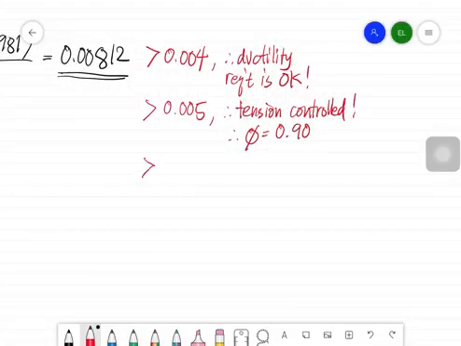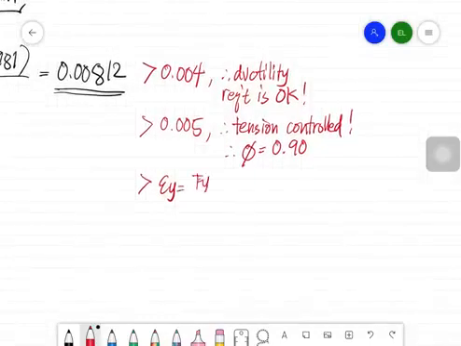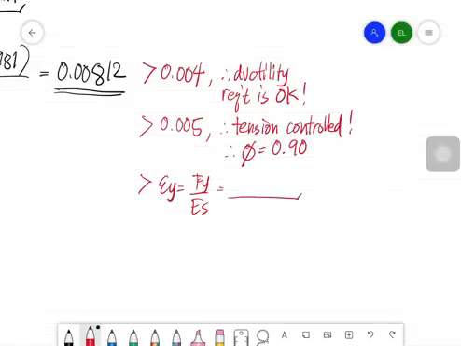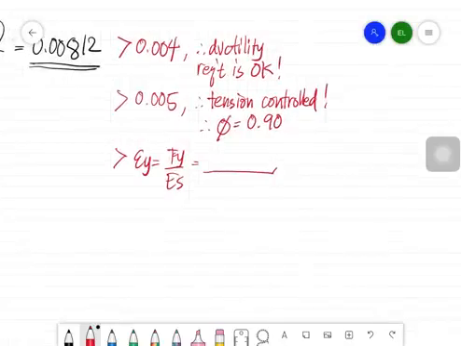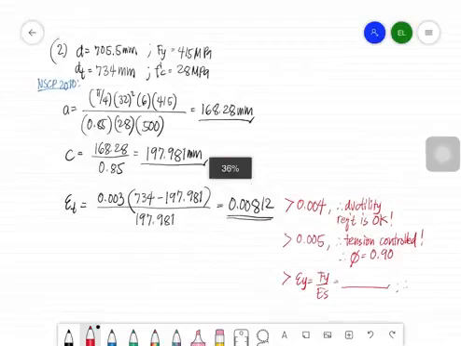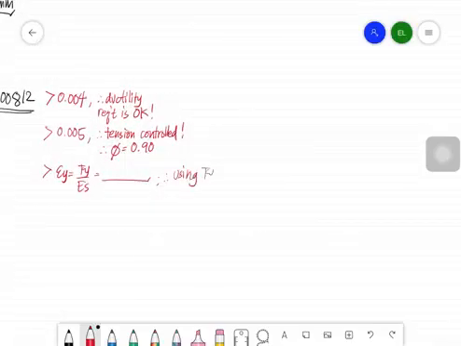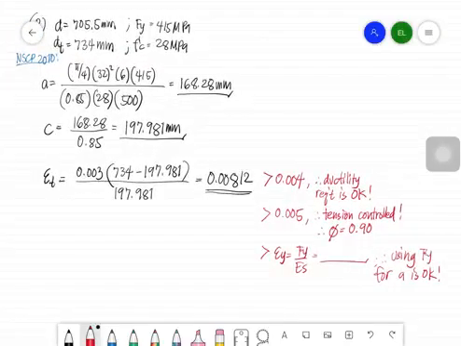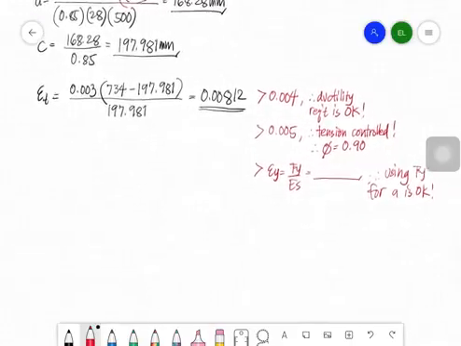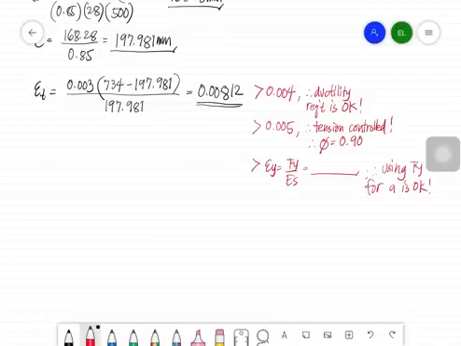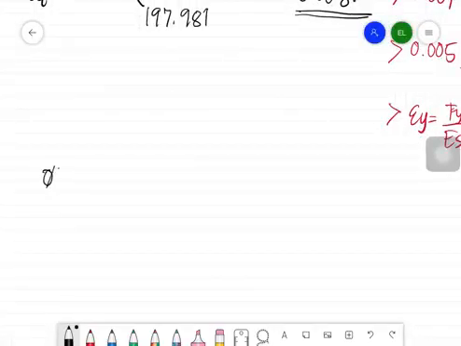I think this is also greater than strain y, which is Fy over Es. Find out the value of this strain y, but definitely strain t would be greater than that strain y. Therefore using Fy for a is okay, or the assumption is correct for this case. All the requirements were met: tension controlled and Fy is okay for solving a. So let's proceed to step 3, which is to solve for phi Mn.